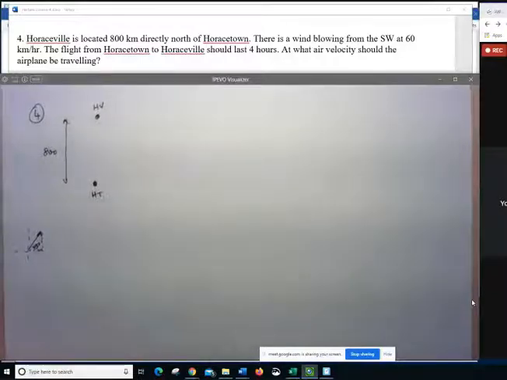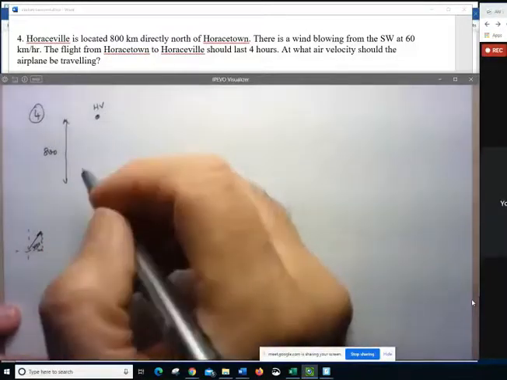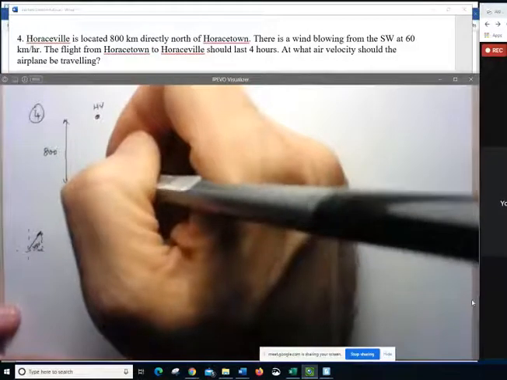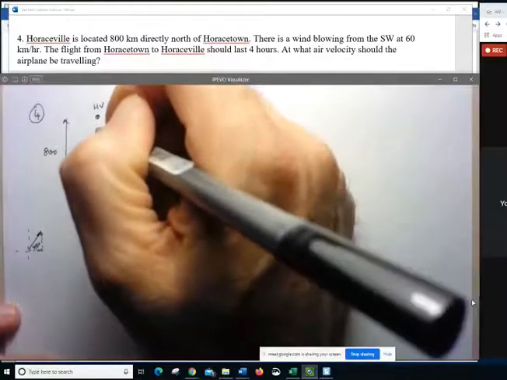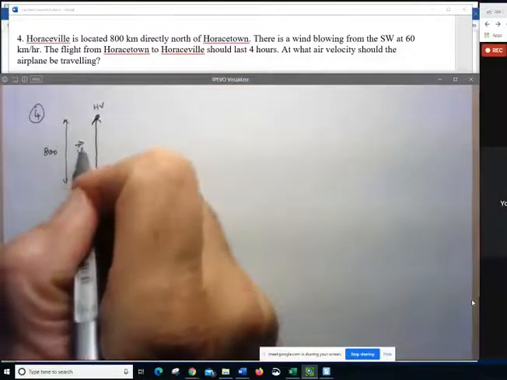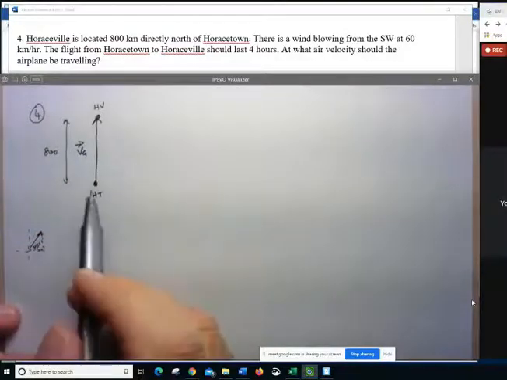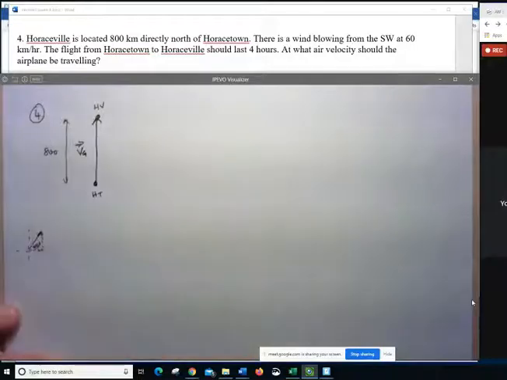And it tells us that the flight should last 4 hours. At what air velocity should the airplane be traveling? Okay. So remember what we want the plane to do. We want the plane to go from Horacestown to Horaceville. Okay. And this is often the mistake that's made, is that this is our ground velocity, our resultant velocity. This is what we want the plane to actually do.